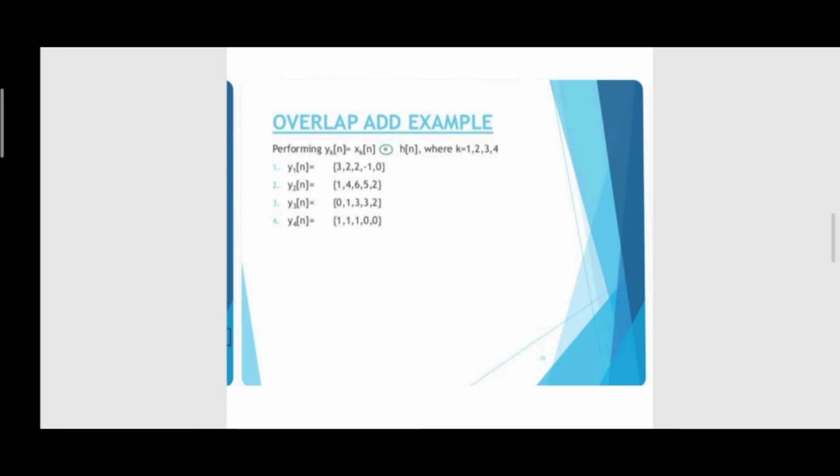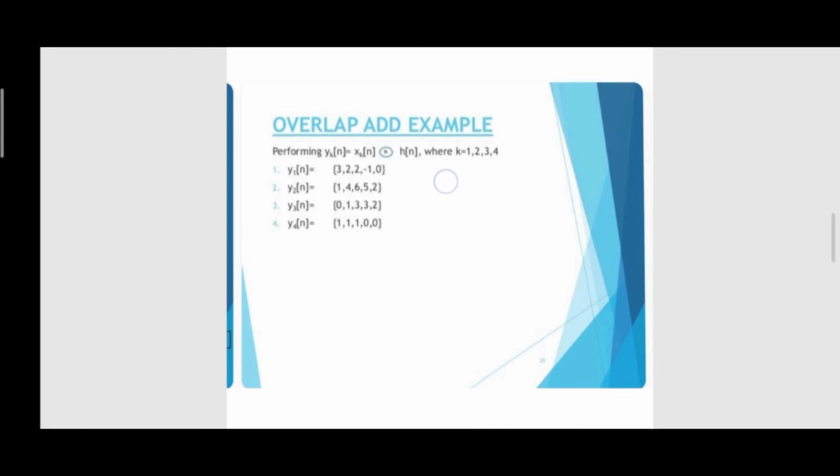In the next step of the overlap add method, we perform yk of n is equal to xk of n circular convolution h of n. That means y1 of n can be obtained by the circular convolution of x1 of n and h of n. Likewise, y2 of n is equal to x2 of n circular convolution h of n, y3 of n is equal to x3 of n circular convolution h of n, and y4 of n is equal to x4 of n circular convolution h of n. We can get the values.